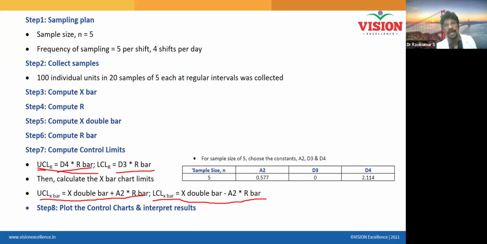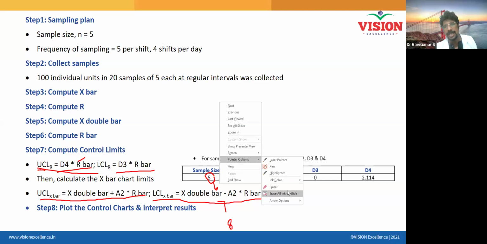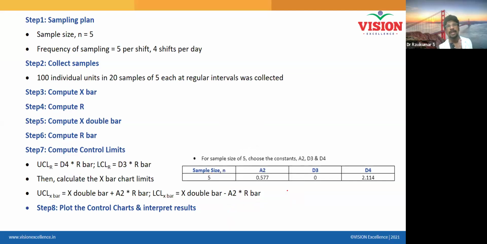So listen, here we have already calculated the R bar. And this is a constant table which is available on the internet and it differs based on the sample size. If the sample size is 6, it differs. The sample size is 7, it differs. The sample size is 8, it differs. It is a constant universal table which is available on the internet. So if you just type X bar R chart constants, you will get that. It is a common table.